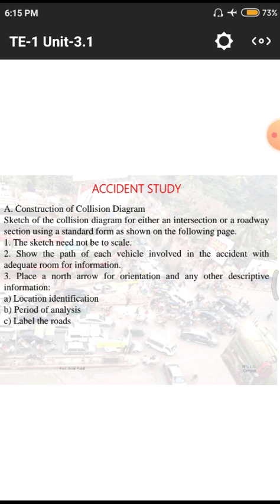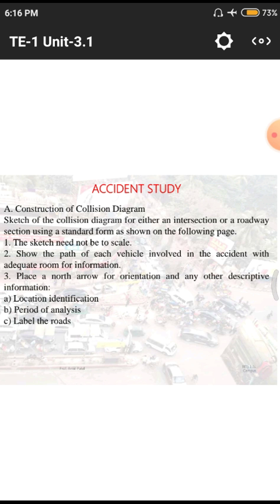Next one, show the path of each vehicle involved in the particular accidents with adequate room for information. That means on that particular road or crossing, we need to form lines. That means each vehicle forms a particular line of travel, so that X vehicle is following a particular line, Y vehicle is following a particular line, so that we can see how many colliding points there are. All those things we need to observe.